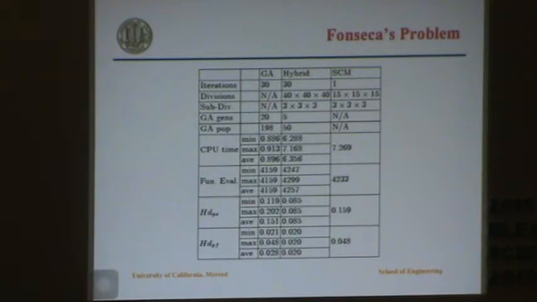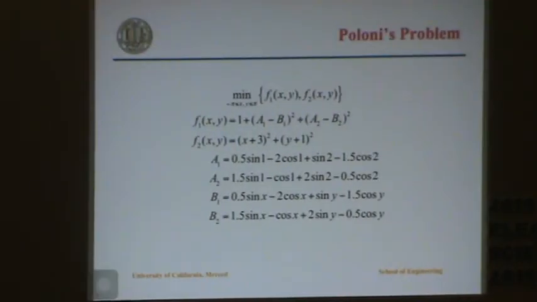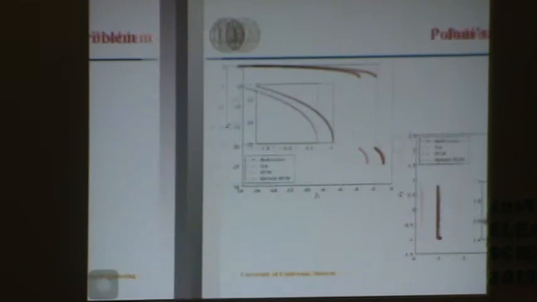Essentially, we say that with about the same effort for this particular problem, the hybrid method gives a better accuracy. This is another benchmark problem. It also has two objective functions, very complicated functions, and two design parameters, x and y. So let me just quickly go through the pictures.